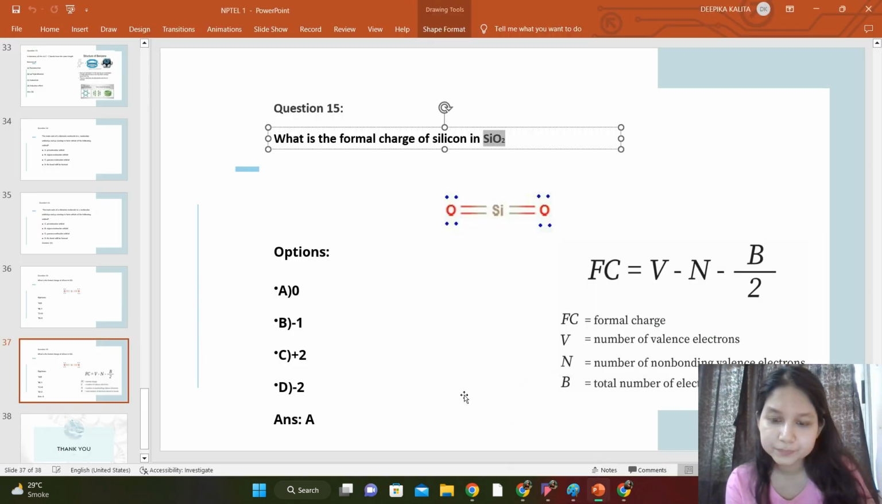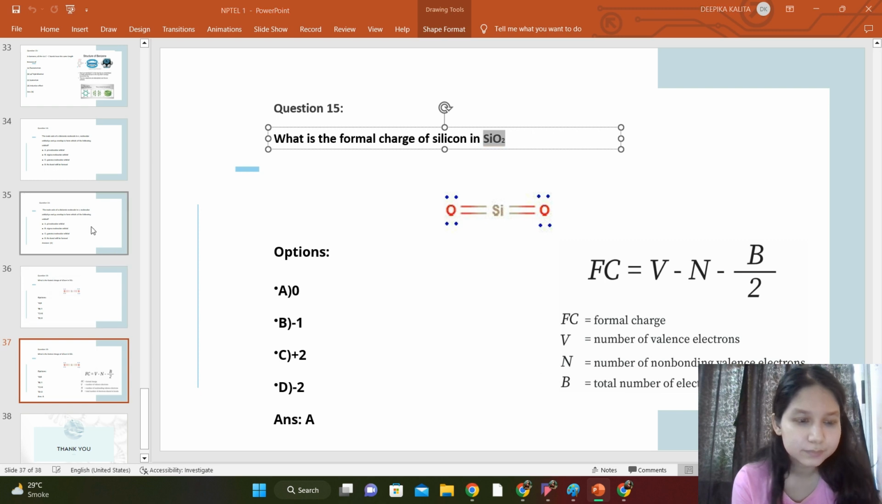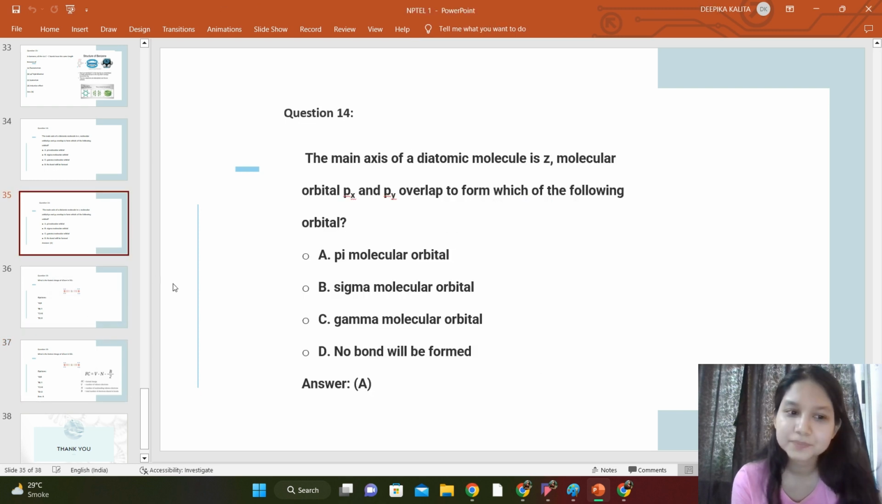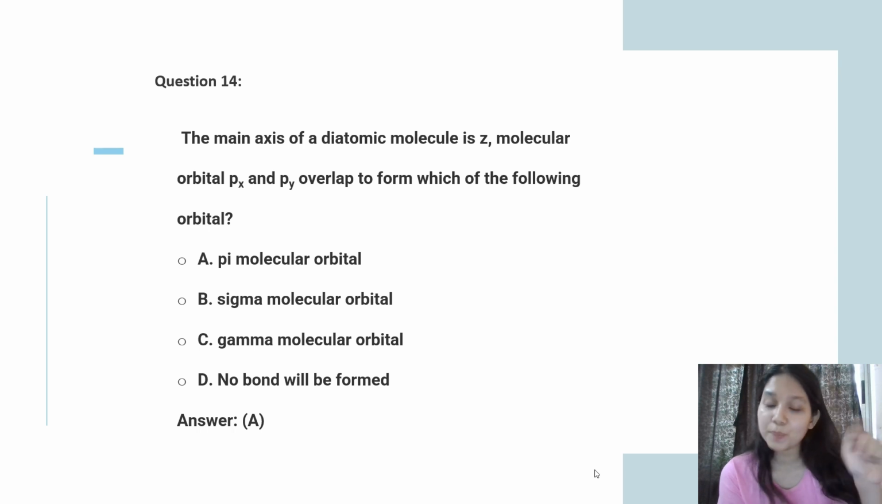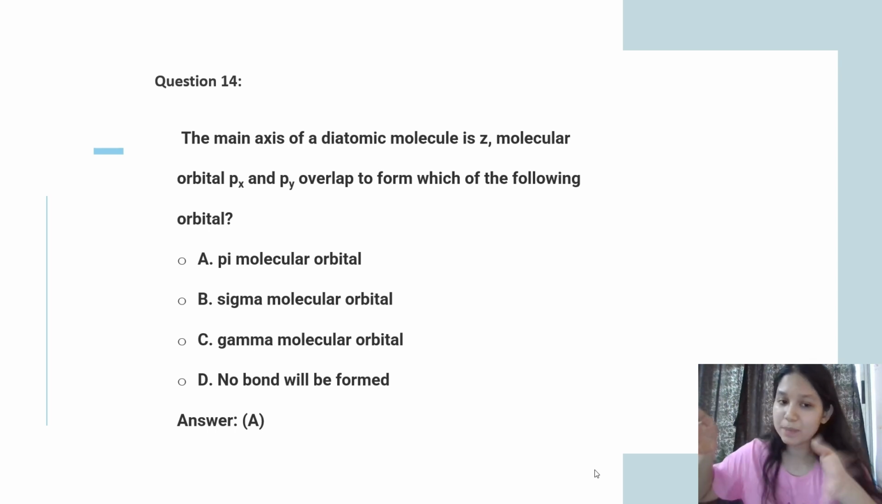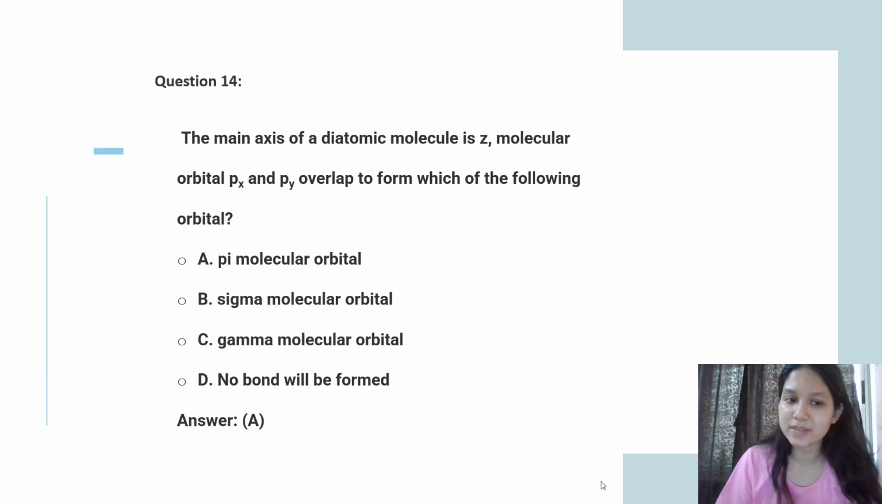Okay. Yes, good question. Actually, yes, it is not clear in the question that they are talking about px and py orbitals of the same atom, or px of the two atoms and py of two atoms. I hope you are understanding what I'm trying to say.